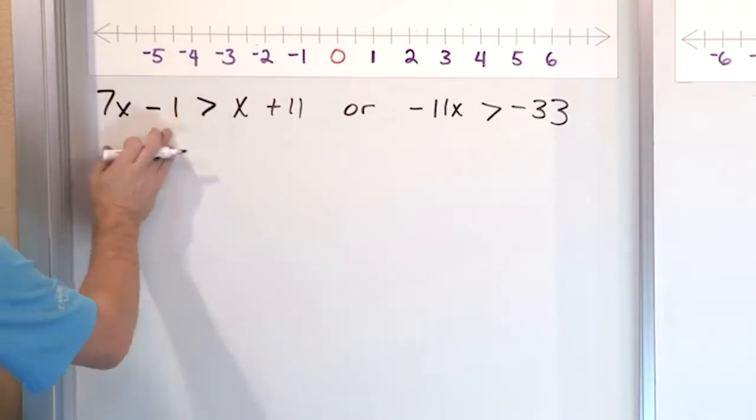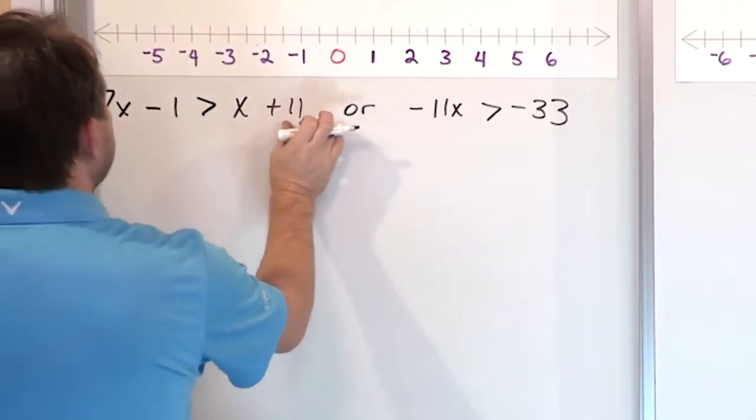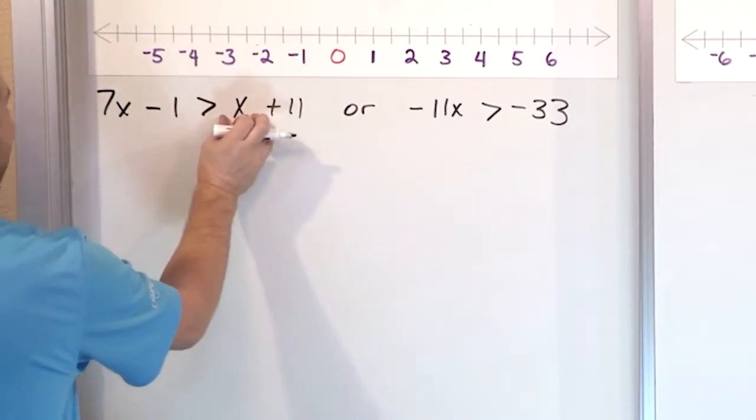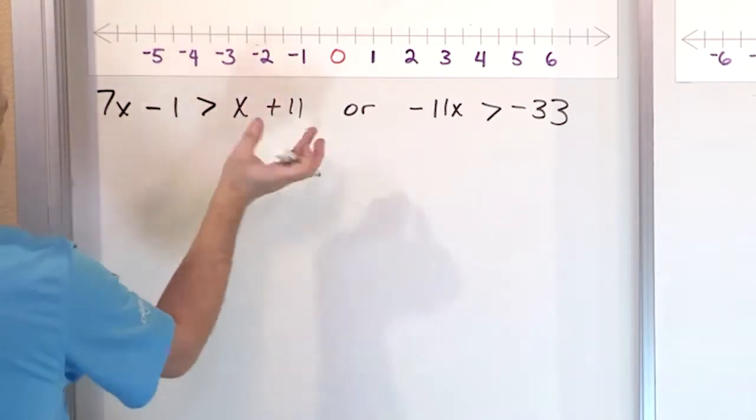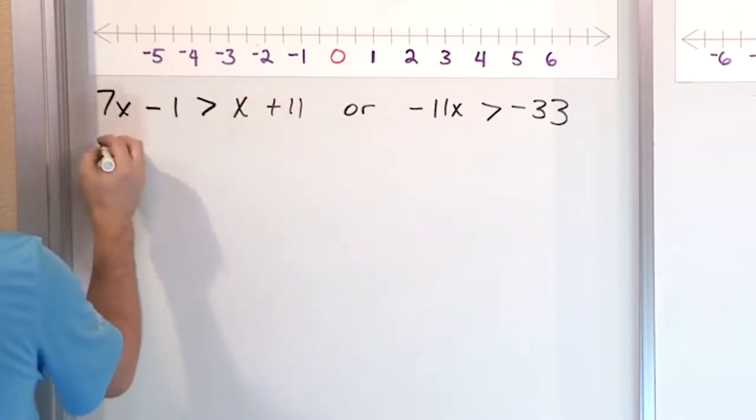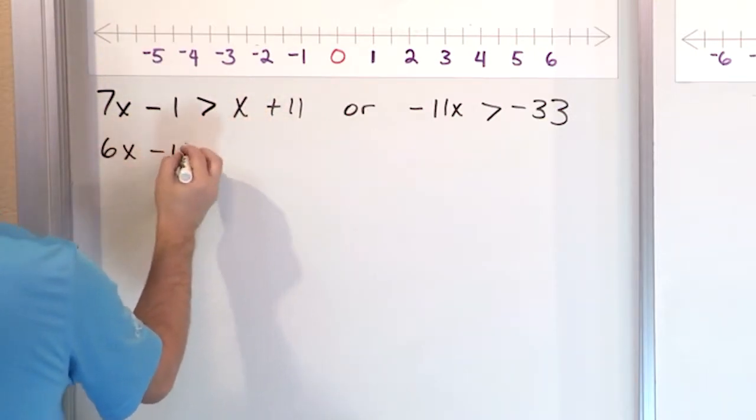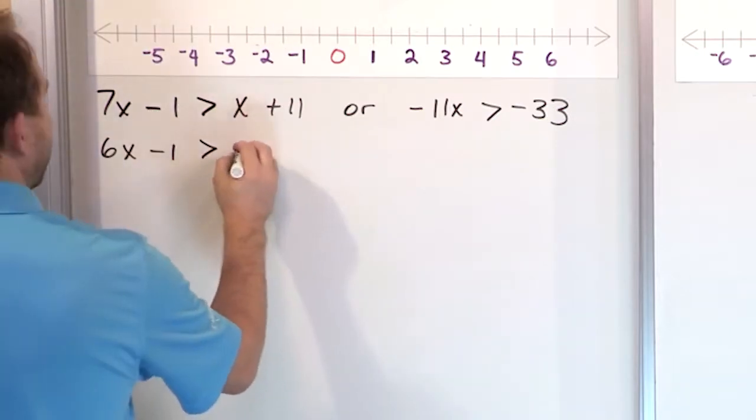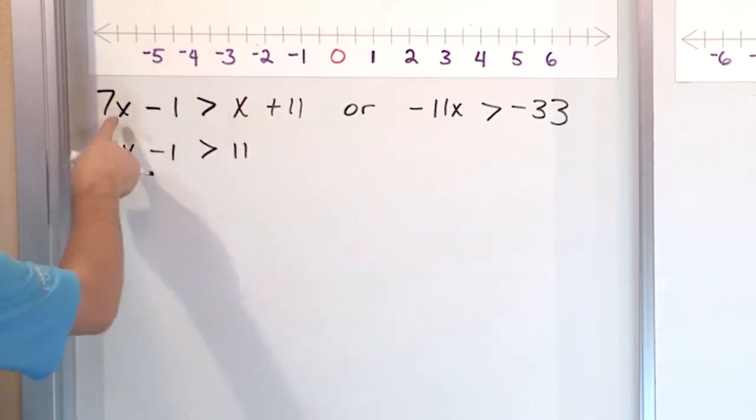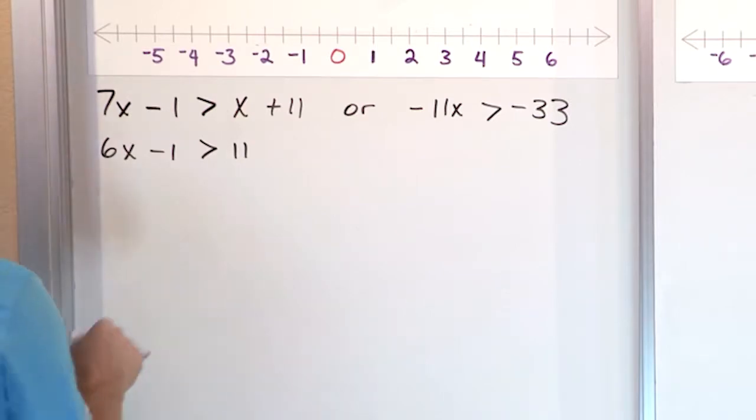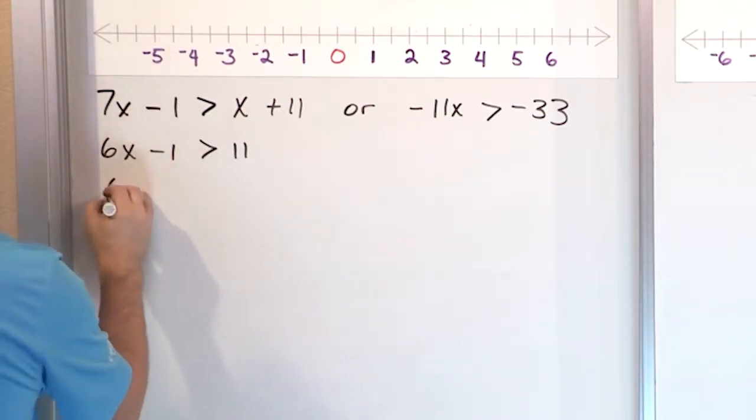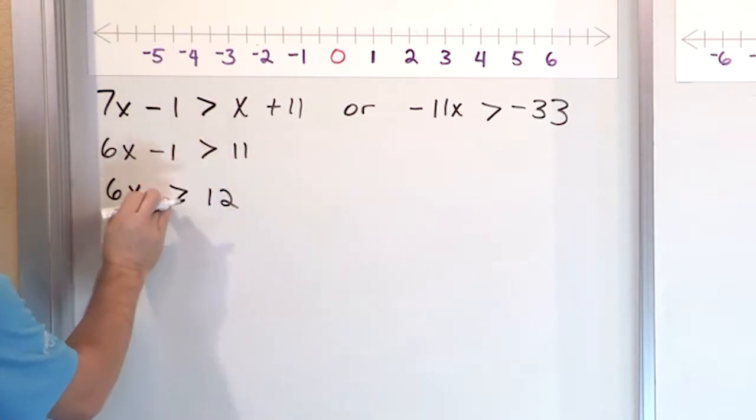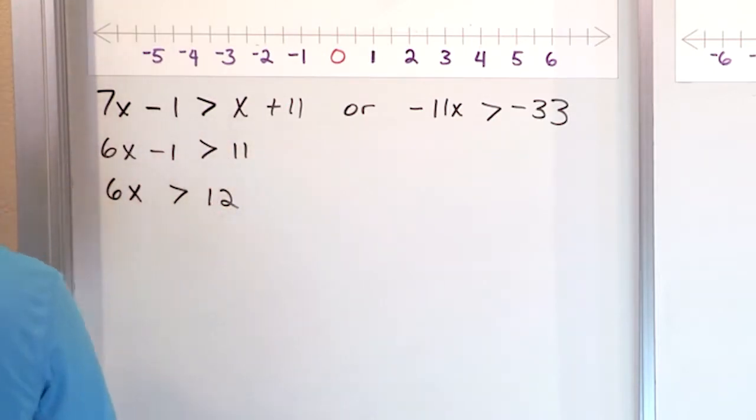So the first thing we do with this one is we start by moving the negative 1 over by adding 1 to both sides. Well, you could do it a number of ways. We can start by moving the x over because we have x on both sides. Subtract x from both sides. We'll have 6x minus 1 greater than 11. Now I'm going to move the 1 over, so it'll be 6x greater than 12. I added 1 here, giving me 0, and added 1 here, giving me 12.